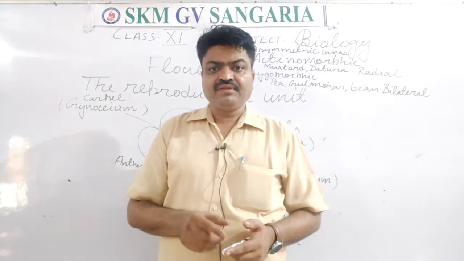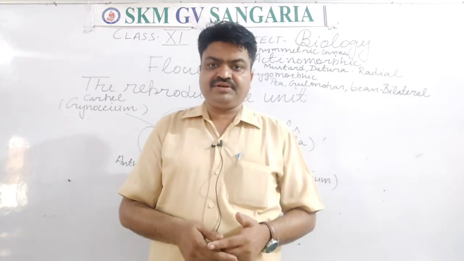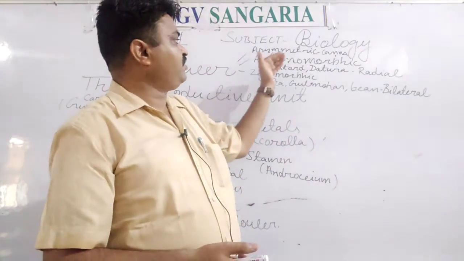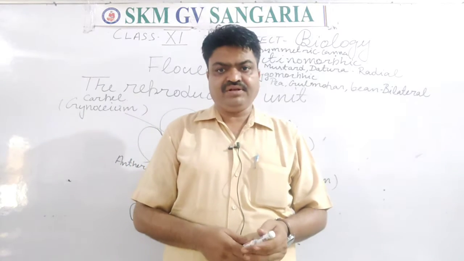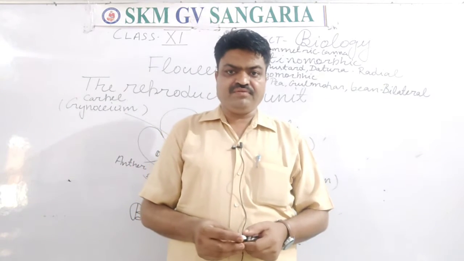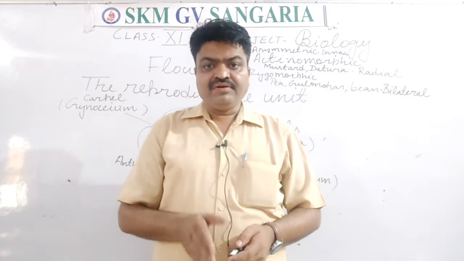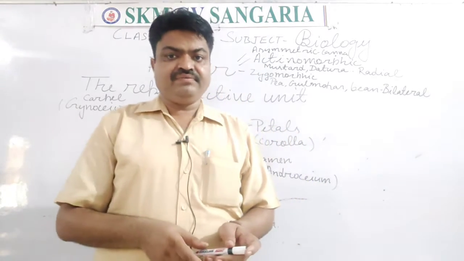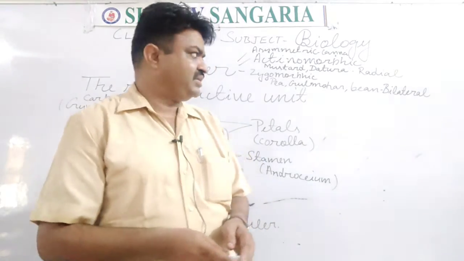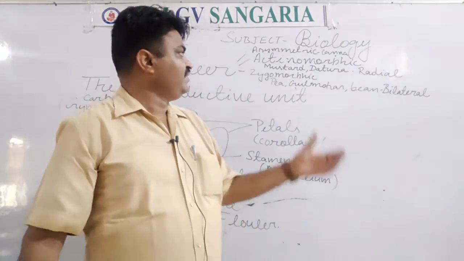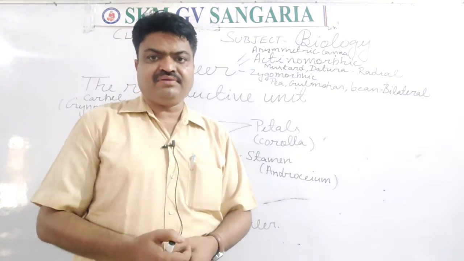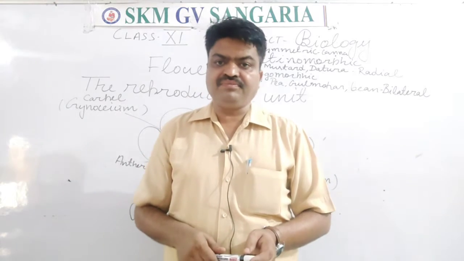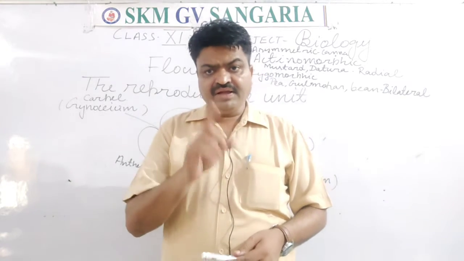Some flowers have radial symmetry, students, and those radially symmetric flowers are known as actinomorphic flowers. Actinomorphic flower means we can divide them radially, meaning longitudinally, into two equal parts. So radial symmetry is found in flowers like mustard and dhatura, and the Canna flower also comes in this category, students.